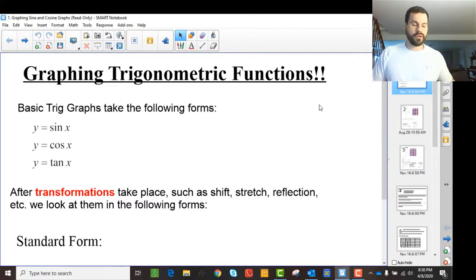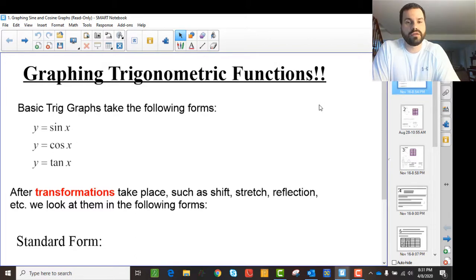We're going to talk about graphing trig functions, and we're going to talk about the three basic trig functions. There are actually 6 trigonometric functions: sine, cosine, tangent, and then secant, cosecant, and cotangent. We're only going to talk about sine, cosine, and tangent of x. What we want to do is look at what they look like in a basic form.